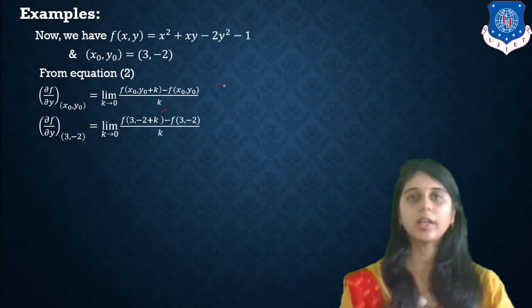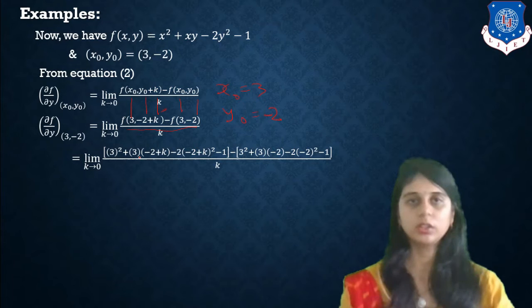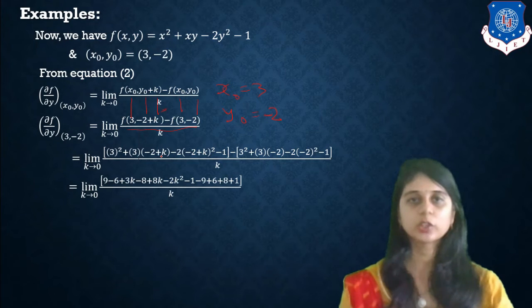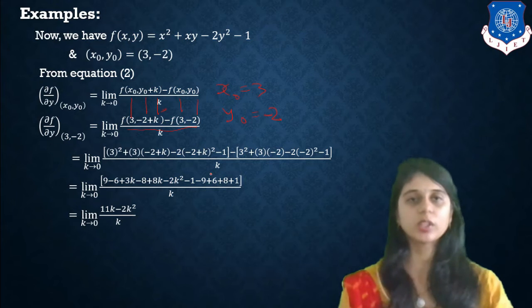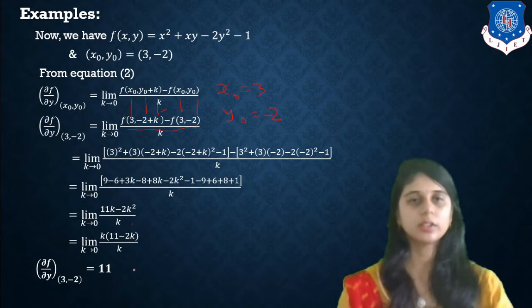Now here x0 equal to 3 and y0 equal to minus 2, k as it is. Put these values in the function. So we get (3 square plus 3 into (minus 2 plus k) minus 2 into (minus 2 plus k) whole square minus 1) minus (3 square plus 3 into minus 2 minus 2 into (minus 2) whole square minus 1), upon k. Solving this limit, we get 11k minus 2k square, upon k. Applying k tends to 0, we get the answer 11.